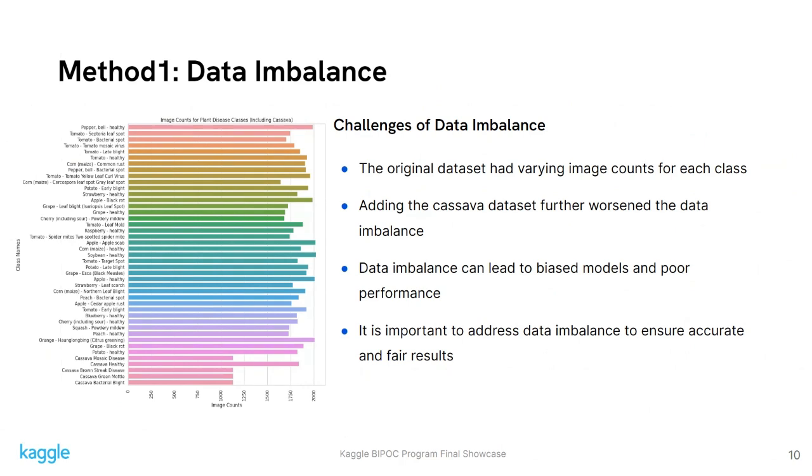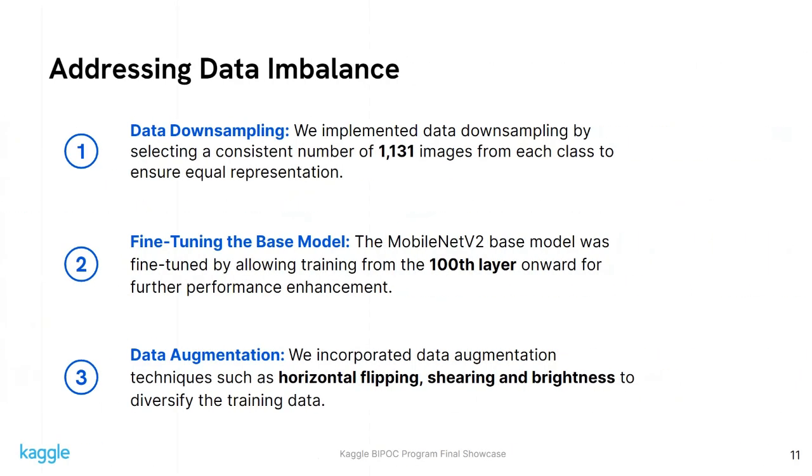Merging the second dataset with the main dataset revealed data imbalance across classes. The original dataset had varying image counts for each class, and adding the cassava dataset worsened the case. If a model was trained with this dataset, it would lead to a biased model and poor performance. And so some steps were taken to address this data imbalance.